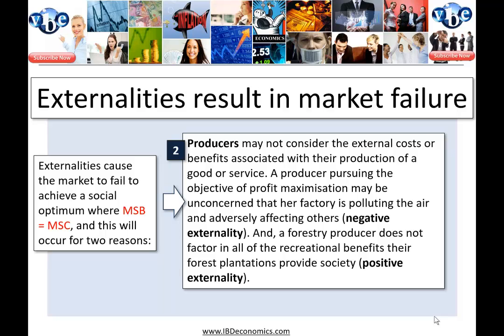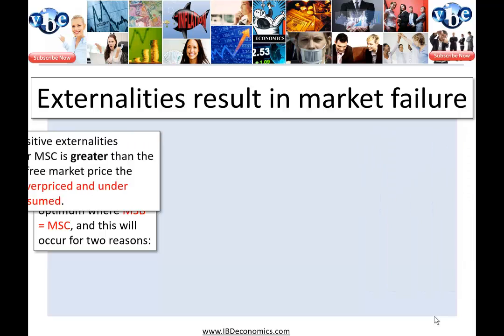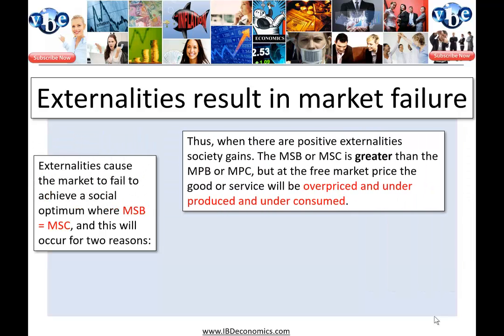And the second reason, producers may not consider the external costs or benefits associated with their production of a good or service. So a producer pursuing the objective of profit maximization may be unconcerned that her factory is polluting the air and negatively affecting others around the factory, that negative externality. And a forestry producer doesn't factor in all the recreational benefits their forest plantations may provide to society, the positive externalities.